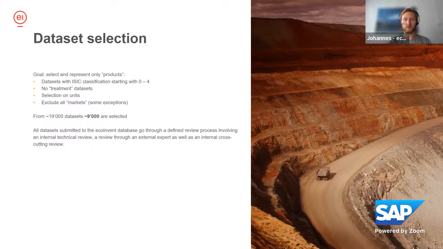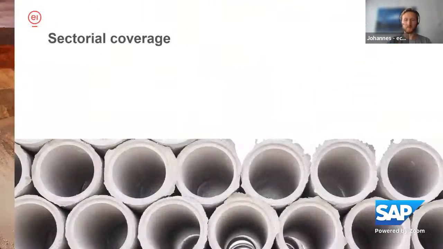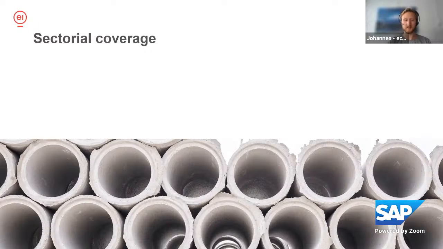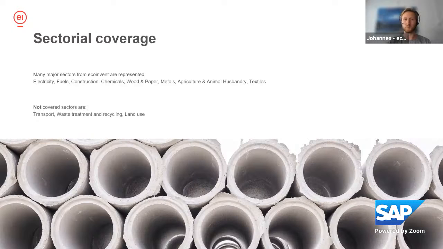So back to the coverage of the Excel and the package from ecoinvent. The before defined 9,000 data sets, even though they're half of the data sets that we have in the database, cover all major sectors that we have in the ecoinvent database. So there are electricity products, there are fuels, products for construction, for chemicals, products in the wood and paper sector, there are metals, agriculture and animal husbandry, and also the textile sector is covered. But based on the selection we have, the sectors of transport, waste treatment, and recycling and land use are excluded.